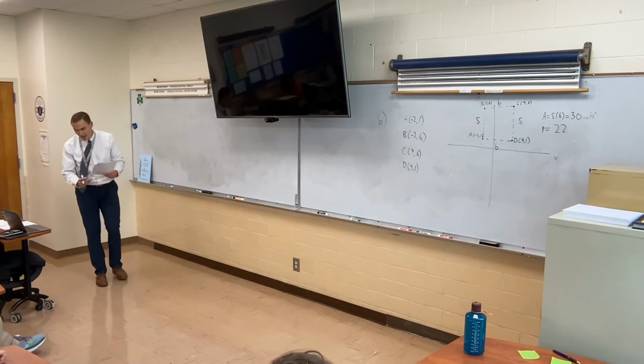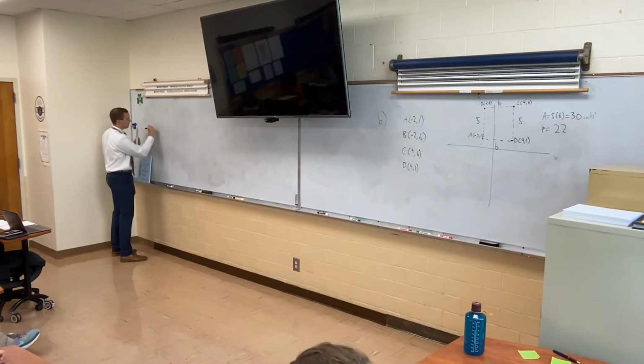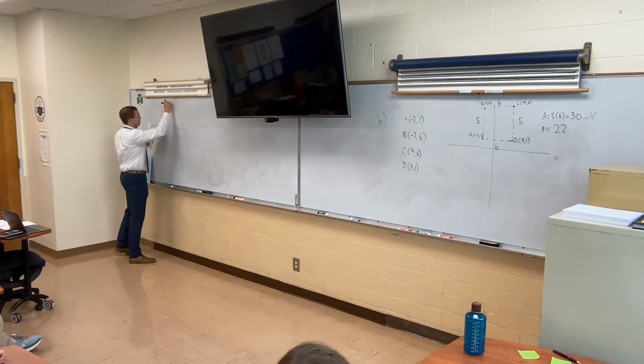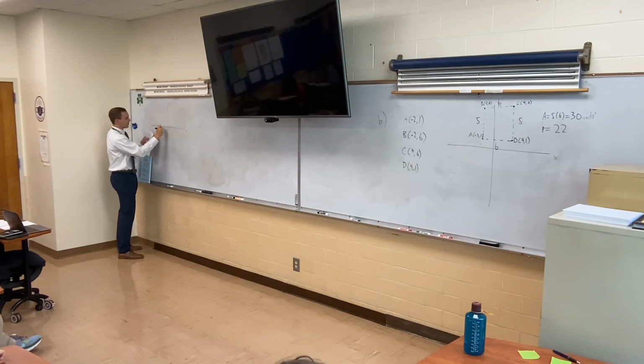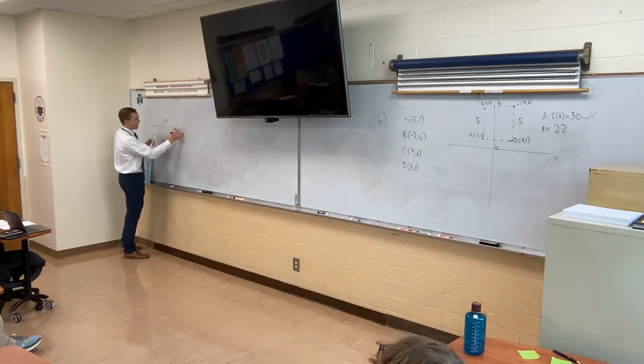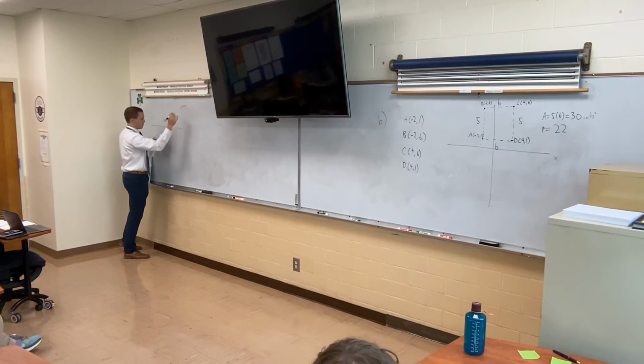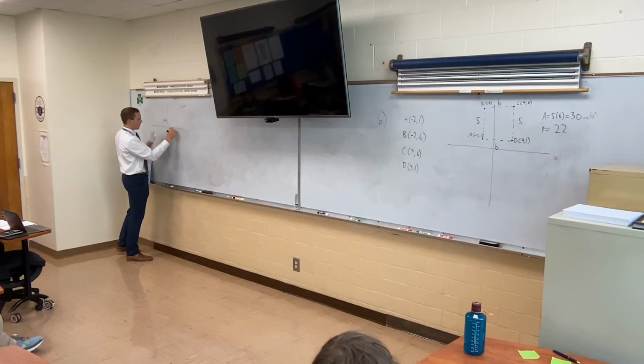All right, so let's plot these. We got A, which is negative 2, negative 3. You've got B, which is 0, 1. Okay. So you've got C, which is 6, 7. You've got D, which is 4.